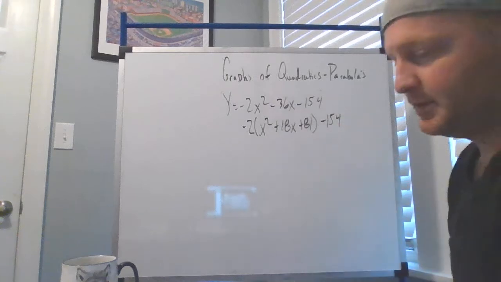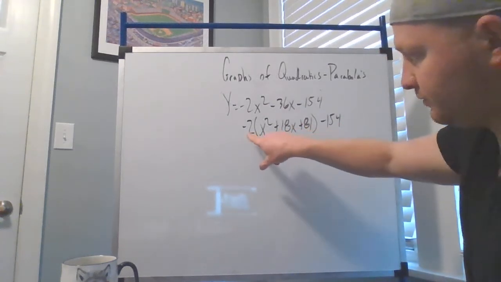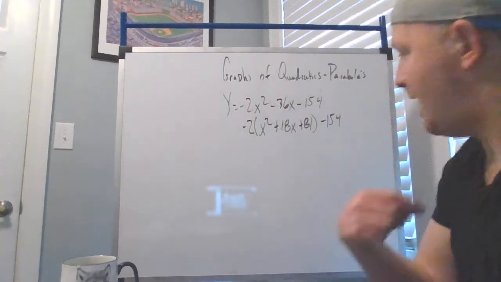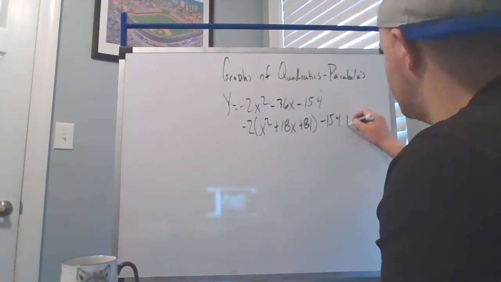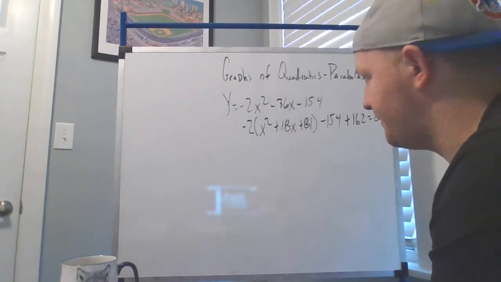Now, remember to do this times this. Okay, negative 2 times 81 is a negative 162. I brought in a negative 162 that wasn't there originally. I must take it out. Positive 162 equals 0. Okay.